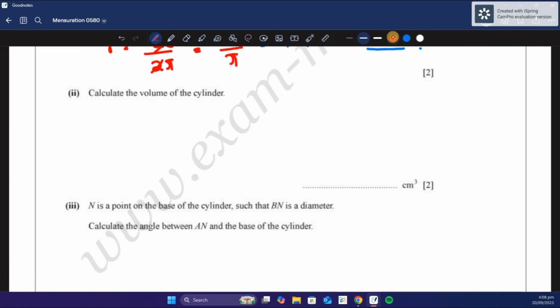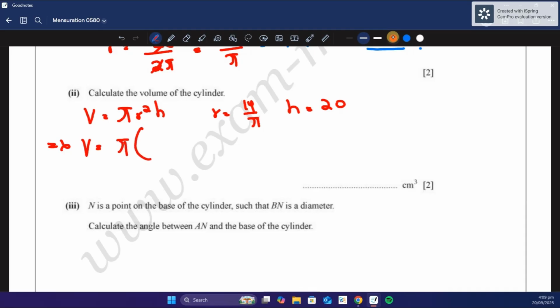Alright, moving forward, calculate the volume of the cylinder. The formula for volume is V equals pi r squared h. We know the value of r, which is 14 over pi, and we know the value of h, which is 20. If we insert these values, that gives us V equals pi times 14 over pi, whole squared, times 20.